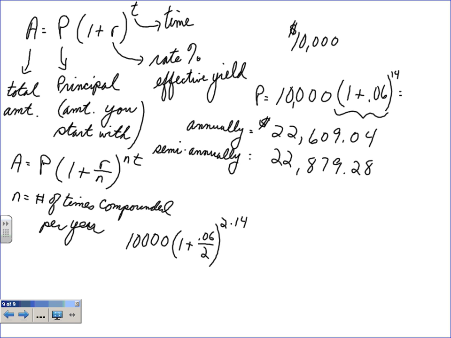$22,879.28. So not as much as what you might think. Not as much as you might think. And the reason why is because we're dividing the rate by 2, and we're doubling the years, but it's more. Not that much more. And this is why you have to be educated on your investments, on loans, money that you borrow, money that you put in. But it is a little bit more. It's another $270.